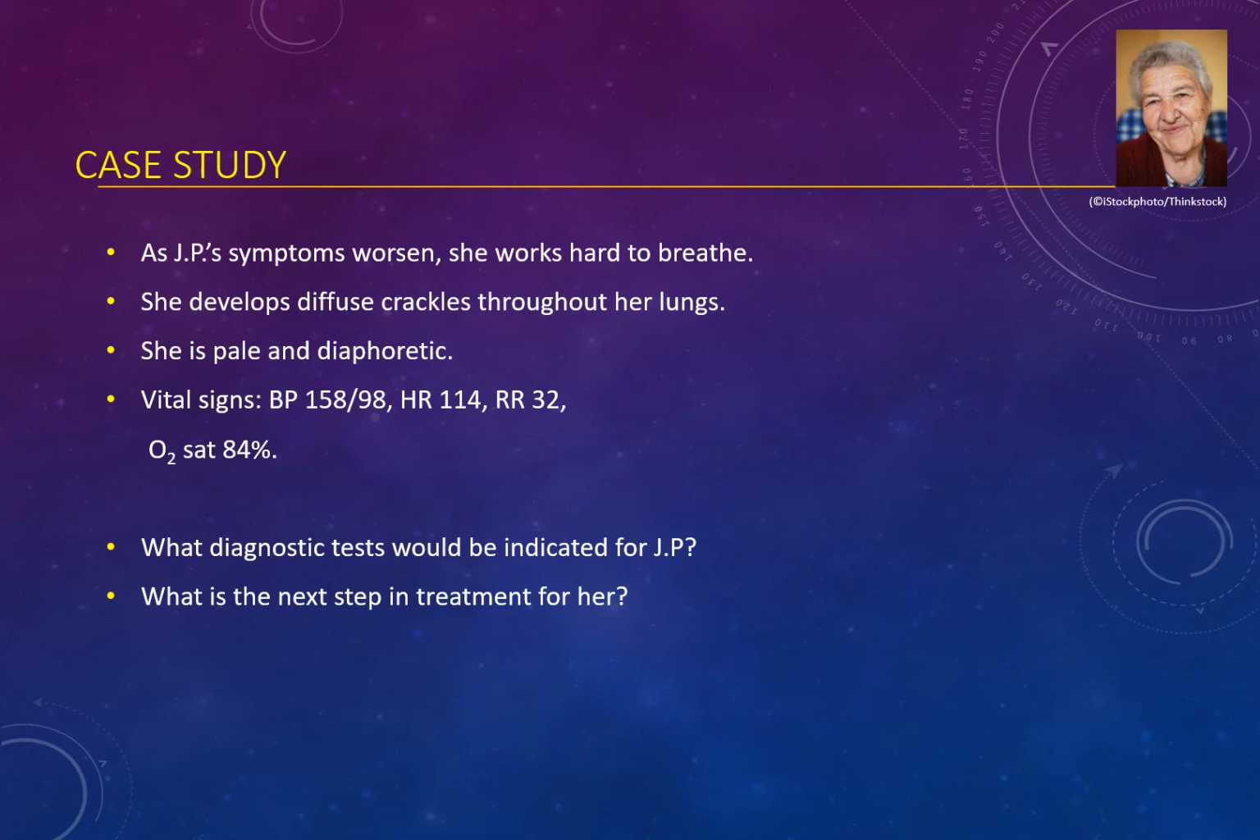And then the next step in treatment for her would be mechanical ventilation, because she's going to tire out pretty quick. She's working hard to breathe, and her respiratory rate is being sustained at 32. So we need to give her a break, give her a rest, and start getting her oxygen via another method.